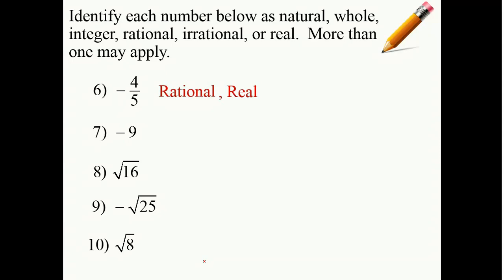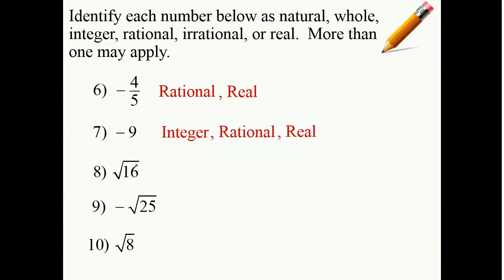What about negative 9? Negative 9 starts at the integer, right? And then if it's an integer, if you think back to our dolls, it's got to be rational and it's got to be a real number too. What about the square root of 16? I bet I didn't catch you this time. Square root of 16 is 4, right?